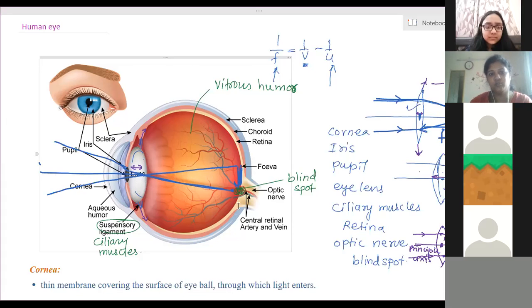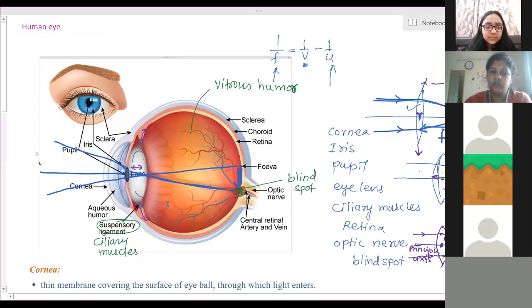And the function of vitreous humor is to maintain the shape of the eye. The shape of the eye should not change. The size of the eye should not change. That is fixed by the vitreous humor, which is present inside. The whole ball is filled with that semi-solid substance.